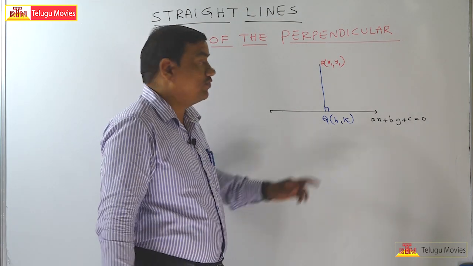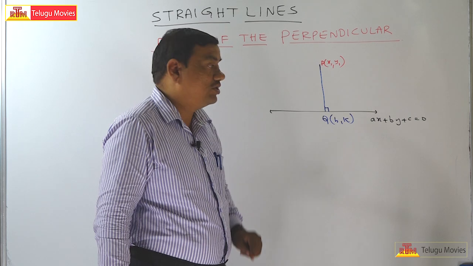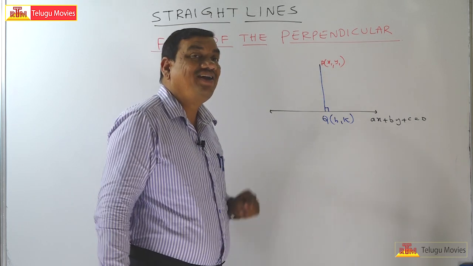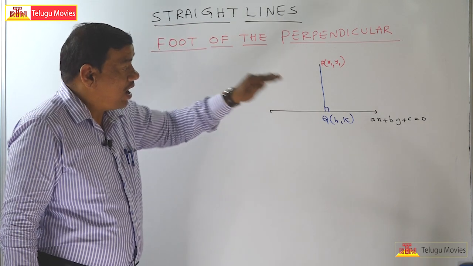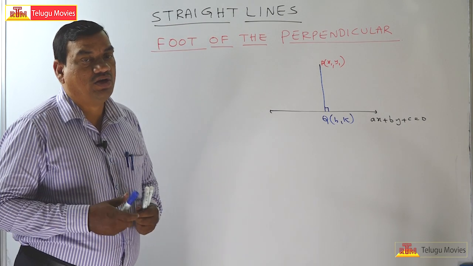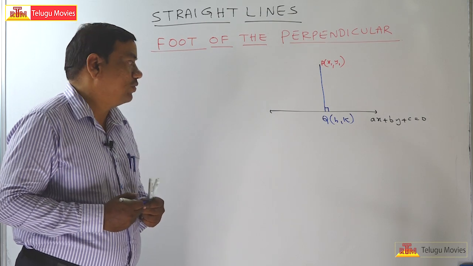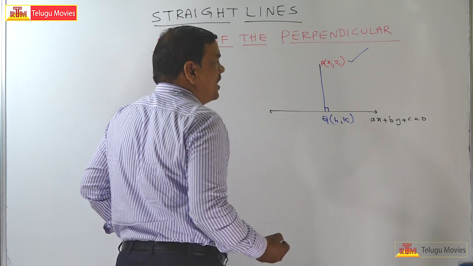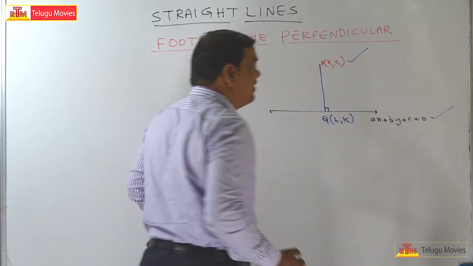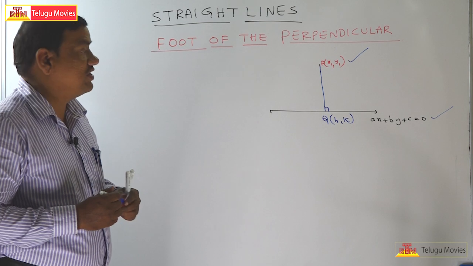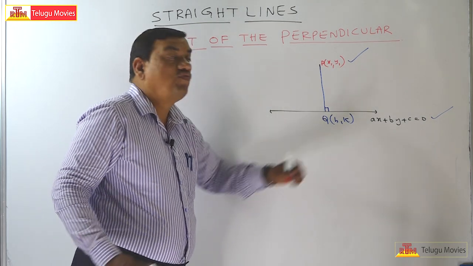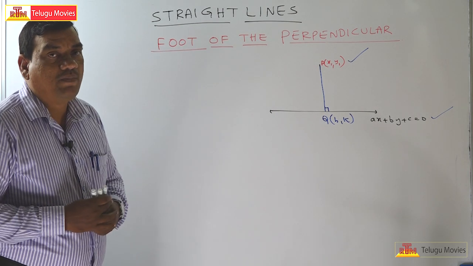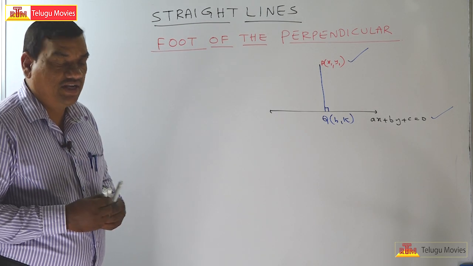The point (h, k) is called the foot of the perpendicular drawn from the point (x1, y1) upon the line ax + by + c = 0. Here we know (x1, y1) and we know the straight line equation ax + by + c = 0. How to find the h value and k value? That is given by a very easy formula.